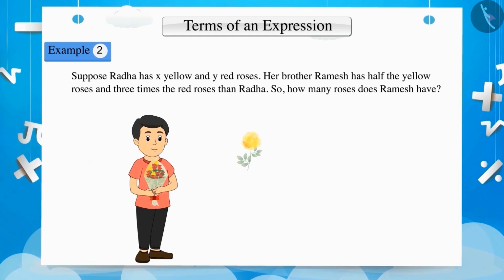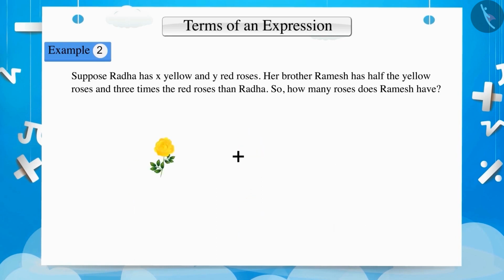Now, to know the number of yellow roses Ramesh has, we have to divide X by 2, and to know the number of red roses, we will multiply Y by 3. Similarly, to represent the total number of roses that Ramesh has, we will find the sum of both yellow and red roses. Therefore, we get an expression x by 2 plus 3y.